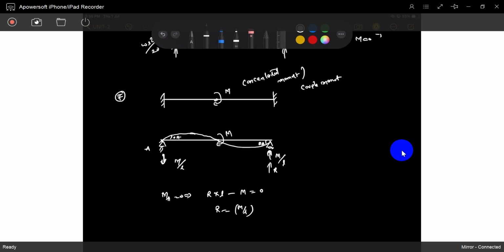So we require only the bending moment diagram. So what is the bending moment diagram? See, M by L into L by 2 at the center. This is M by 2. So it is a concentrated moment. In the bending moment diagram, the total jump is M. So this is M by 2, and this is also M by 2.